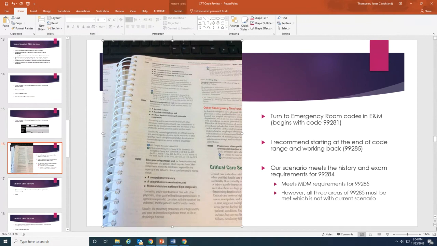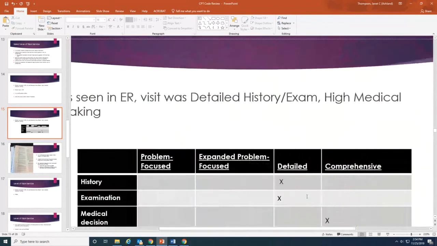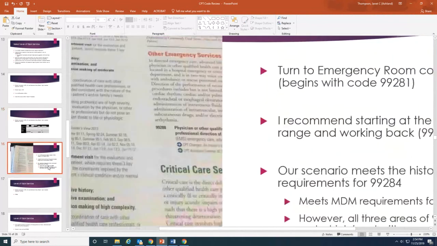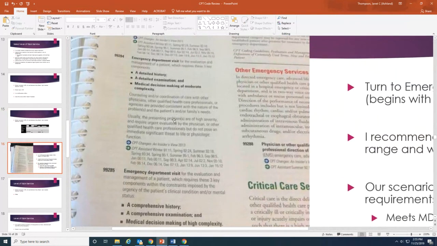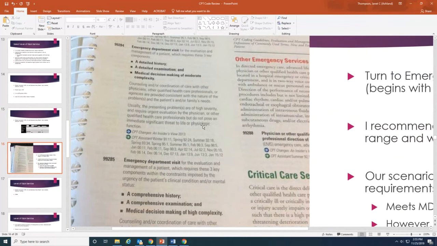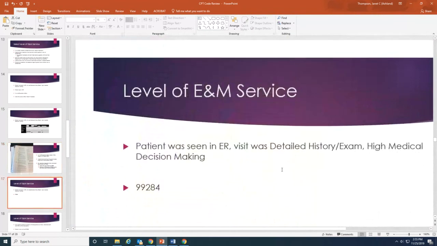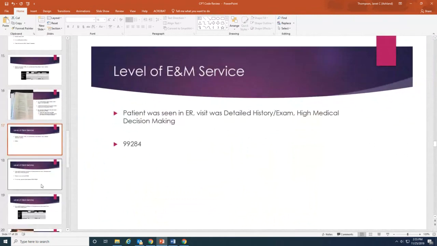Now, if we back up to code 99284, which I'm going to zoom in on here, we have a need for a detailed history, detailed exam, and moderate medical decision making. Going back to our scenario, we have the detailed history and exam, and down here is the medical decision making, a high level of medical decision making. So we meet all three of these. Our medical decision making actually exceeds 99284, but that's okay. We can't go to 99285. We don't have enough history or exam to justify that service and reimbursement level. So this scenario would be code 99284 based on that level in the medical record.